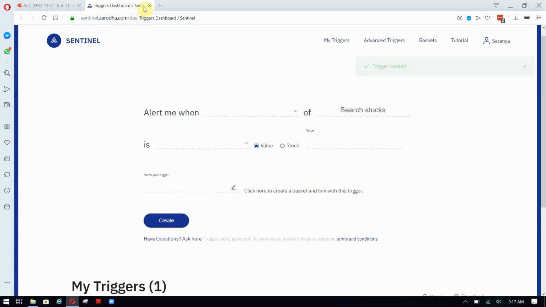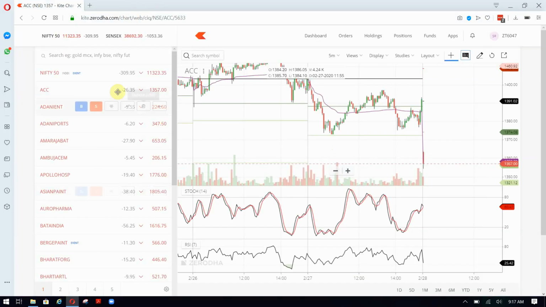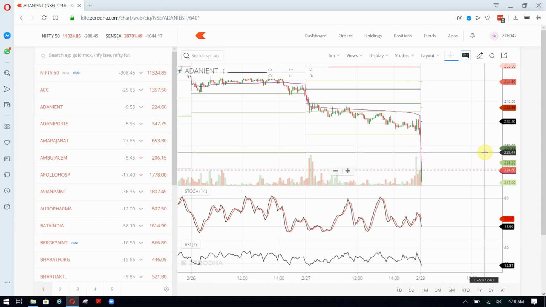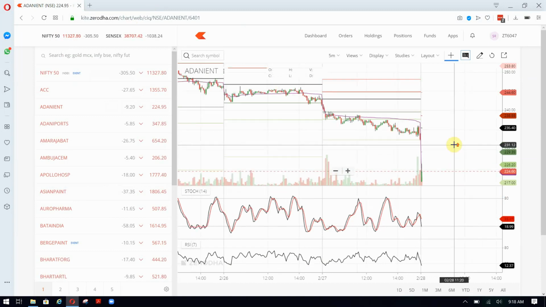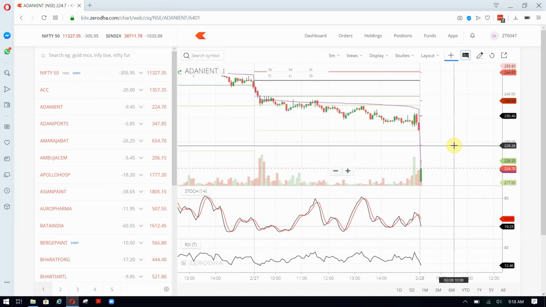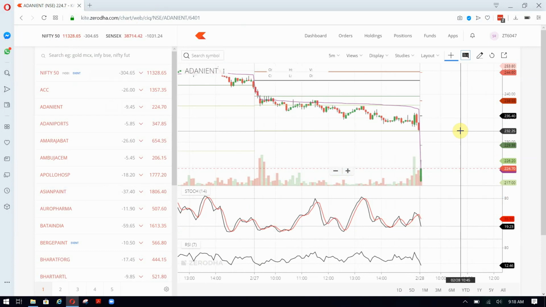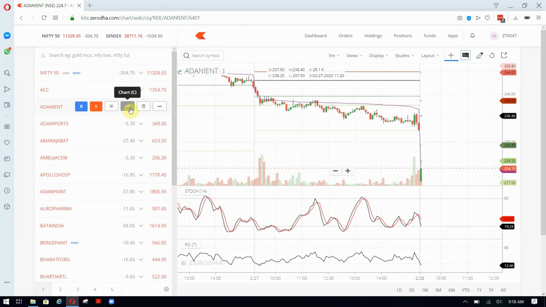All right. So usually, for whatever stocks I'm filtering out, I check this chart and I make the alerts like this. So here it is 232.